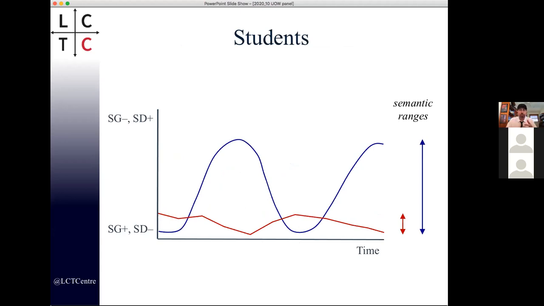Students come with different capacities to reach up and down a semantic range and with different abilities to recognize the kind of profiles or waves that are required.